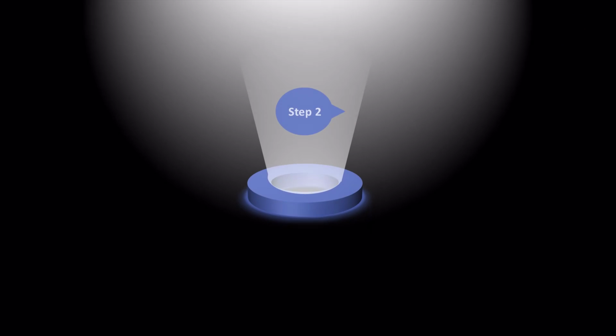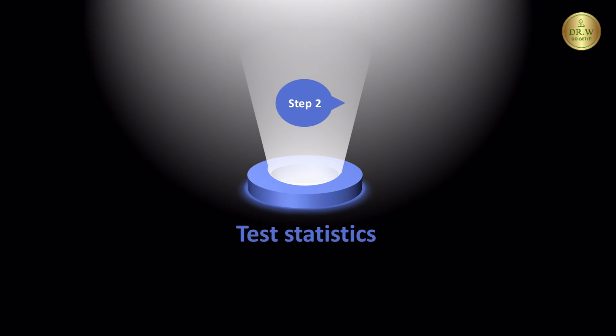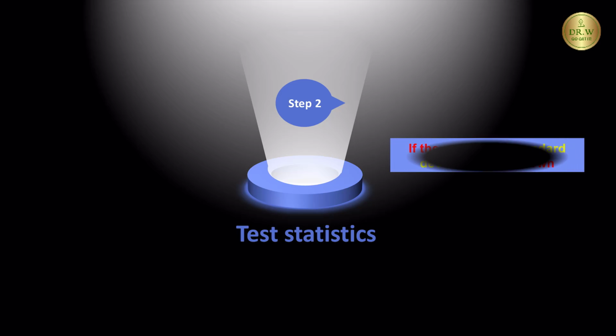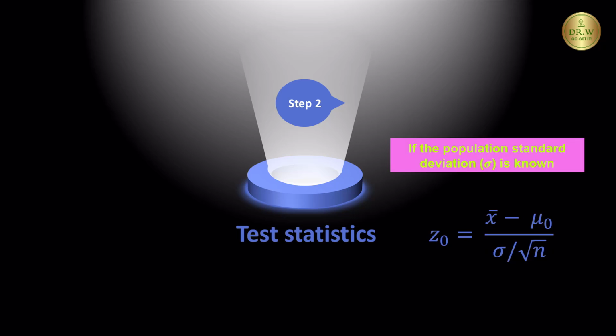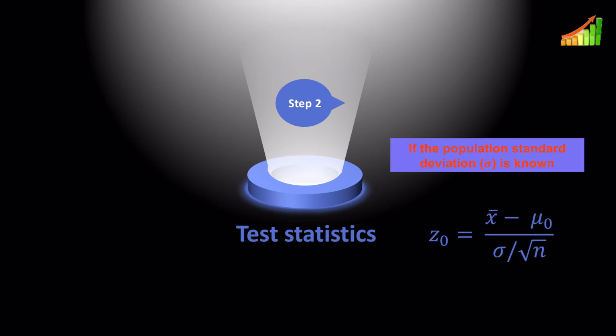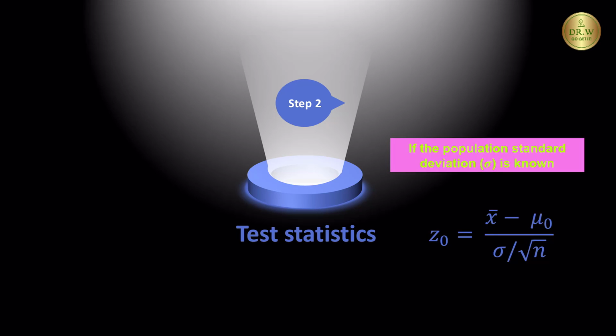Now go to step 2. Step 2 is the test statistic. How do we write the test statistic? First, you need to check sigma, the population standard deviation. If the population standard deviation sigma is given, then you can use Z naught equals x bar minus mu naught divided by sigma over root n. We can use this test statistic, that is Z naught, if we know sigma.